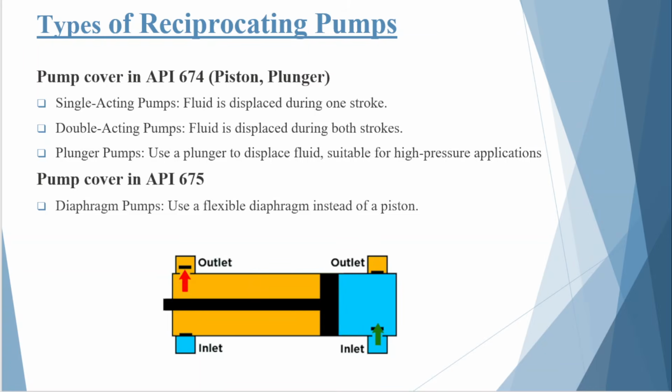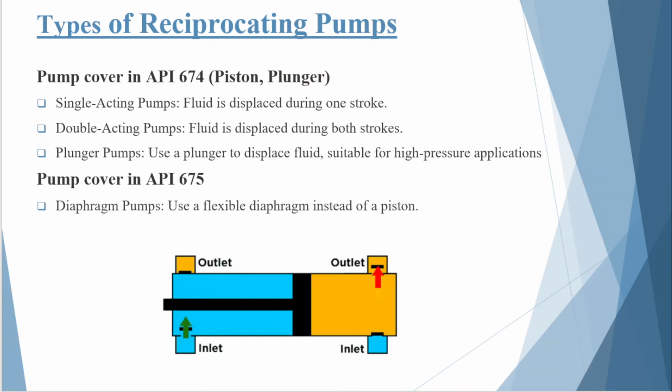The second type is the double-acting pump. Here, both sides of the piston are used for pumping. While one side performs suction, the other side performs discharge simultaneously. As the piston reverses direction, the operations interchange. Because discharge occurs during both strokes, the flow becomes much smoother compared to a single-acting pump.